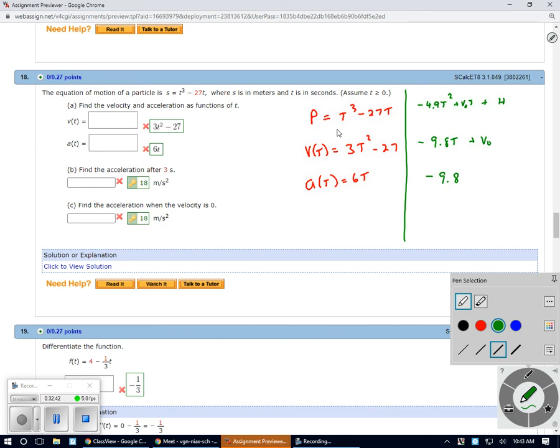Okay. So find acceleration after 3 seconds. So plug a 3 in for acceleration, you get 18. Now find acceleration when the velocity is 0. Not when time is 0, but when the velocity is 0. So solve for that: 0 equals 0. And you get either positive 3 or negative 3, because you get t squared equals 9, right?